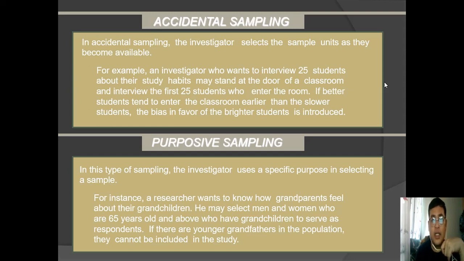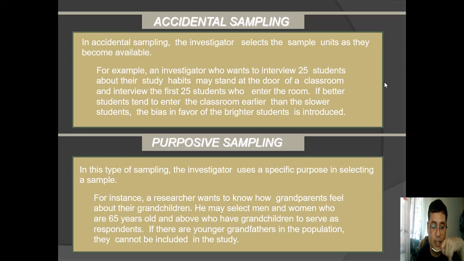Under non-probability, we have accidental sampling. Then we have purposive sampling. For example, sa accidental sampling, an investigator who wants to interview 25 students about their study habits may stand at the door of a classroom and interview the first 25 students who enter the room. If brighter students tend to enter the classroom earlier than the slower students, so the bias in favor of the brighter student is introduced.